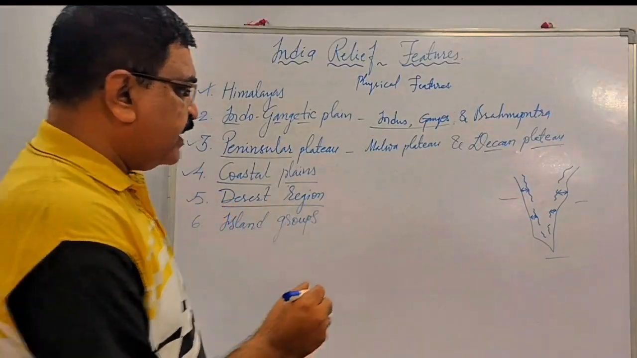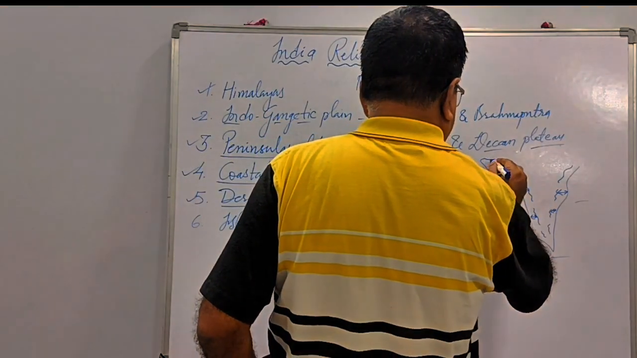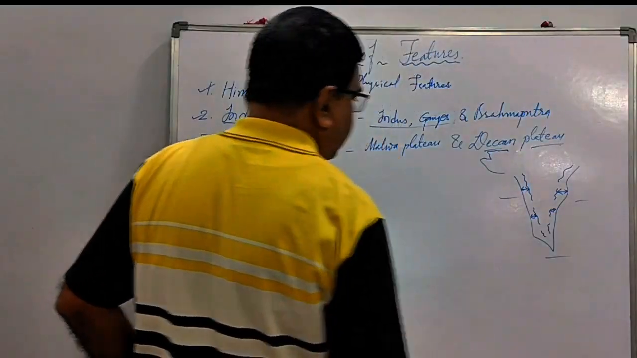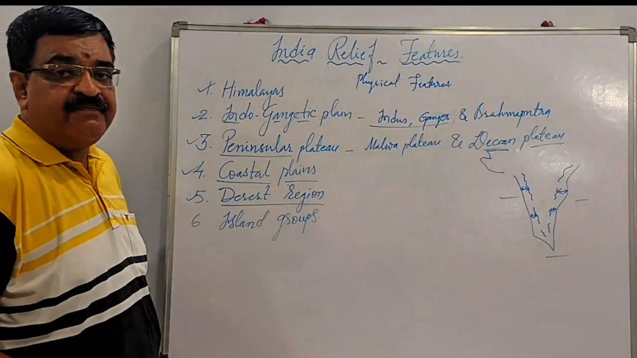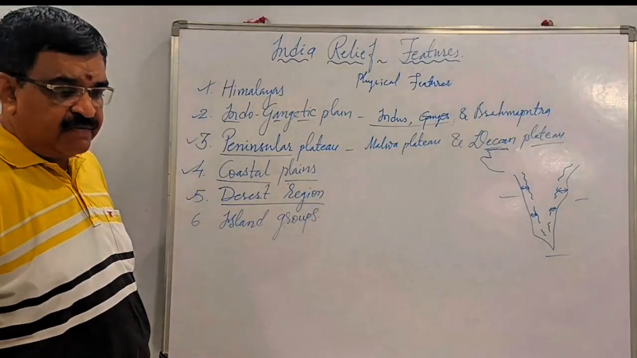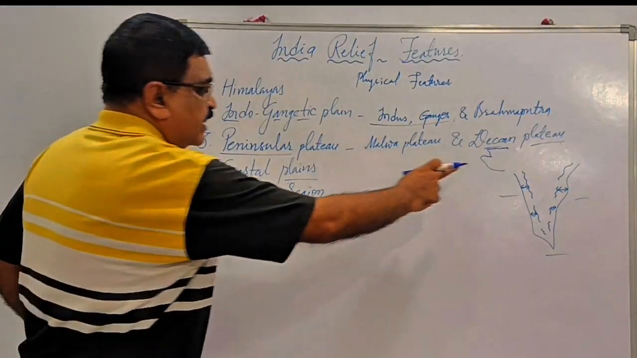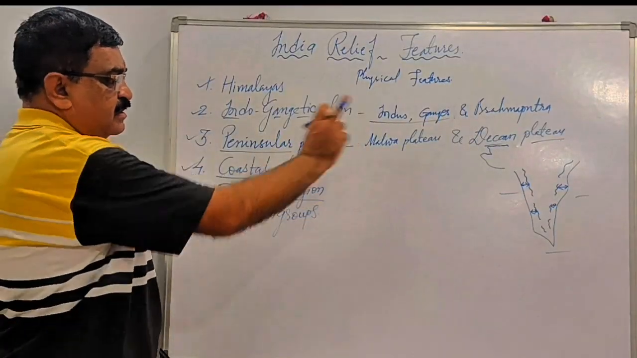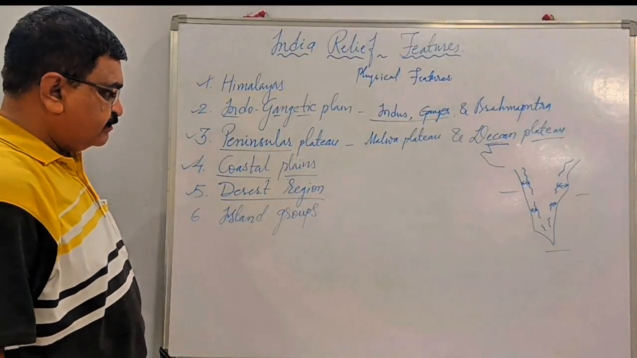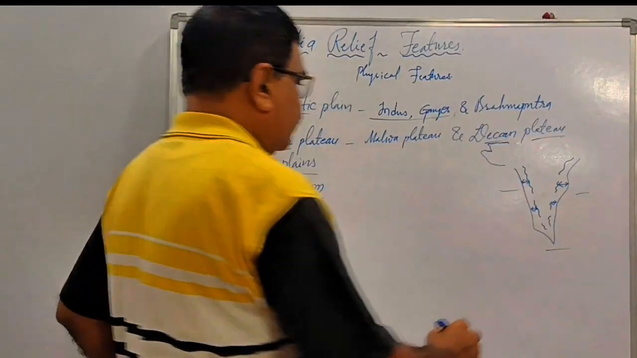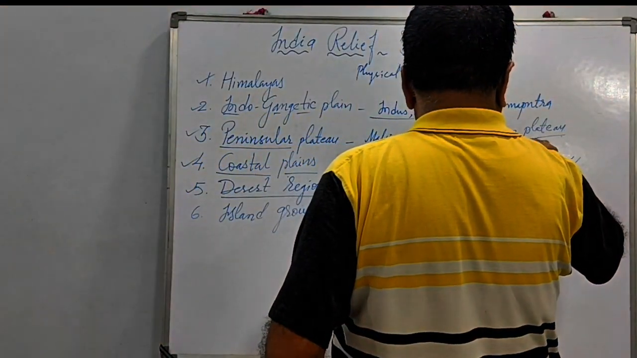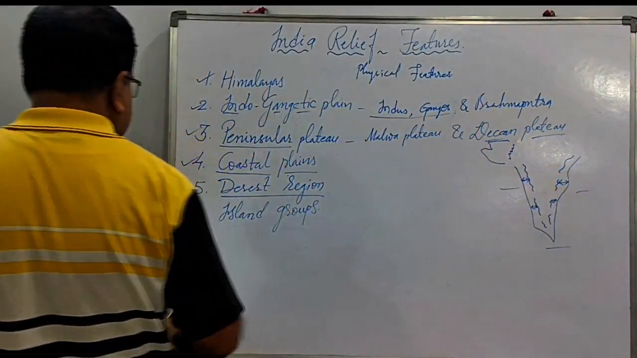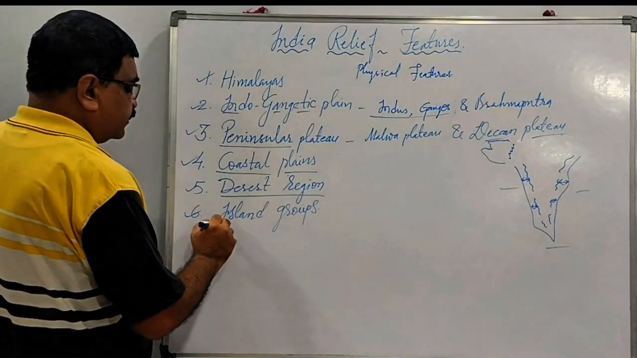Next comes the desert region. The desert region is located in the western part of our India. Why is the desert region located in the western part of our India? Because of the situation of the Aravalli mountains in the western part of our India, in the part of western Rajasthan, the desert region is situated. Because the Aravalli mountains do not allow the monsoon winds to enter this area, and that's why that is a desert zone.